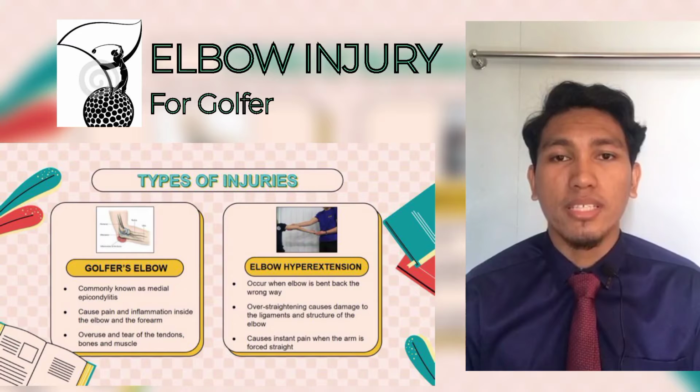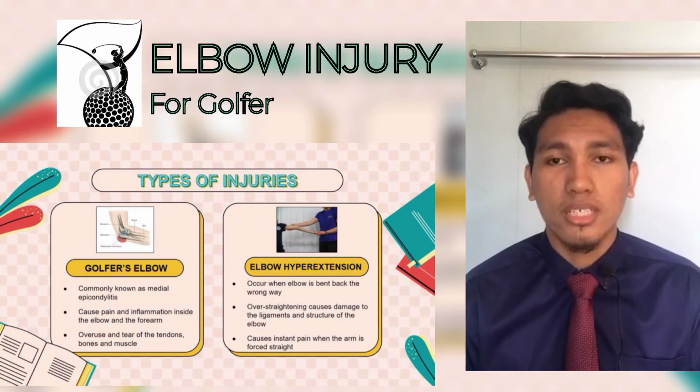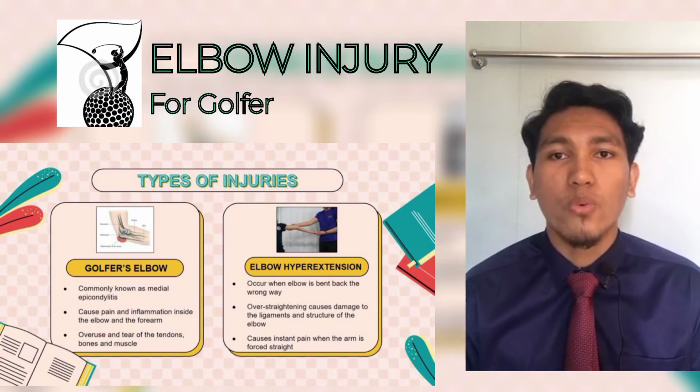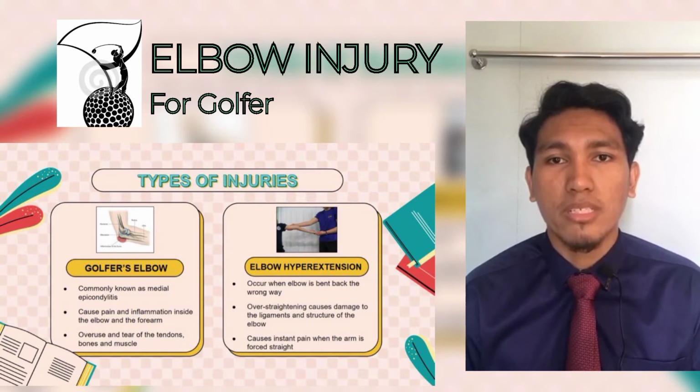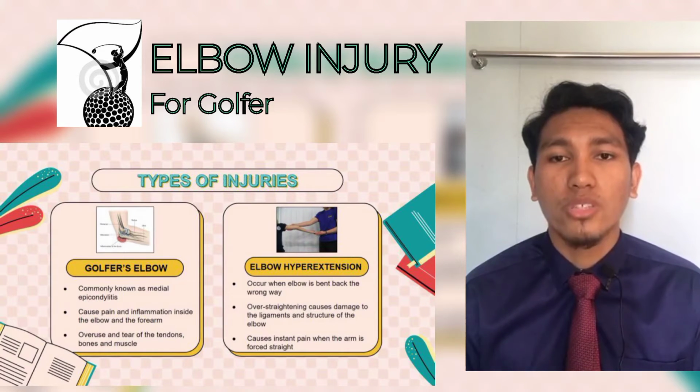The second one is elbow hyperextension. This situation occurs when the elbow is bent back the wrong way. Next, overstretching can cause damage to the ligaments and affect the structure of the elbow. Elbow hyperextension also causes instant pain when the arm is forced straight.